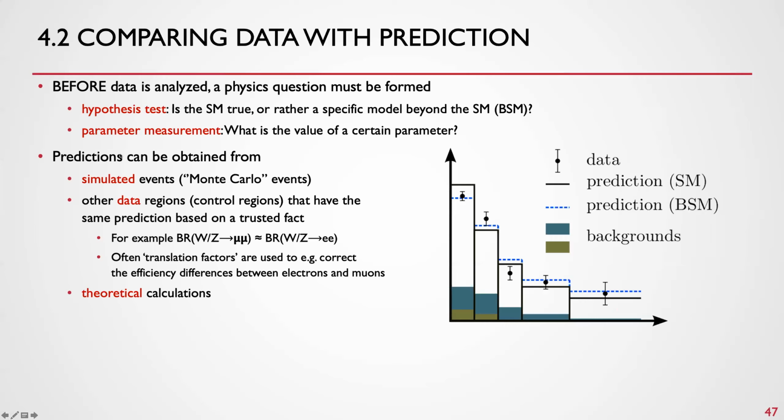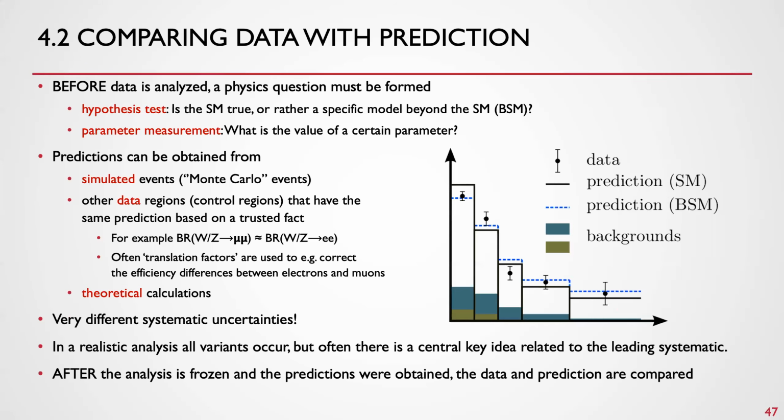So predictions can be obtained from simulated events, from data regions with corrections, and sometimes also from theoretical calculations. Sometimes it is possible to compute the number of expected events by running a computer program which performs a complicated quantum mechanical calculation. All three paradigms are used simultaneously. All of them have very different systematic uncertainties. In a realistic analysis, each one appears at some step, has some use.